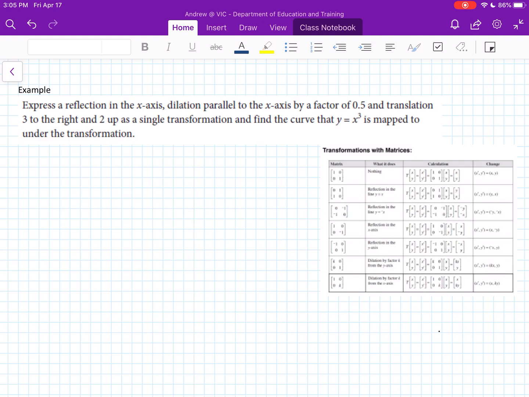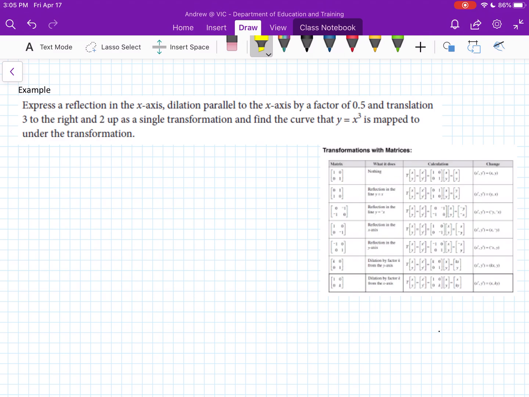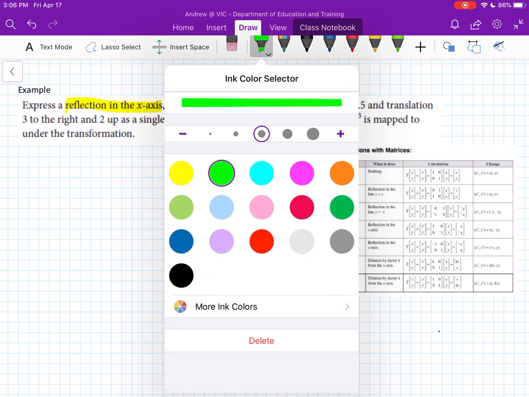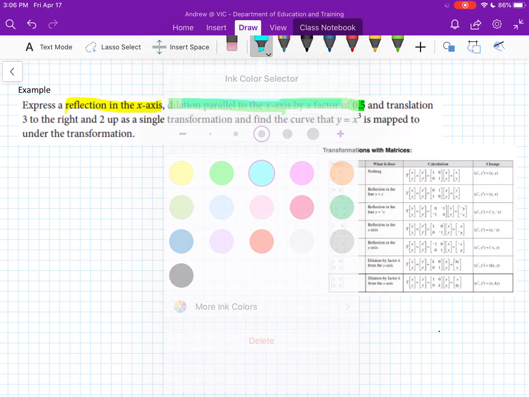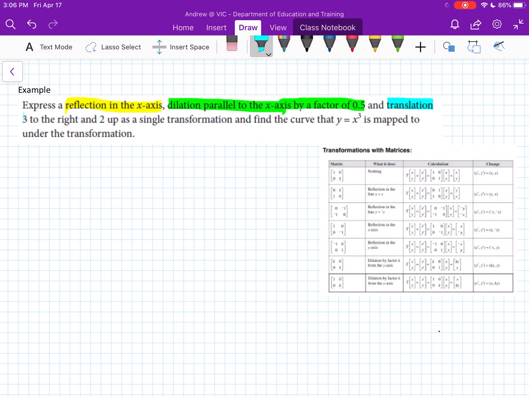There is a lot of information in this question that we need to break down first, so we'll do that now. First, I'm going to highlight all our important information, which is what kind of transformations we're looking at. We've got a reflection in the x-axis, then a dilation parallel to the x-axis by a factor of 0.5, and then a translation of 3 to the right and 2 up as a single transformation. That's one part of the question.